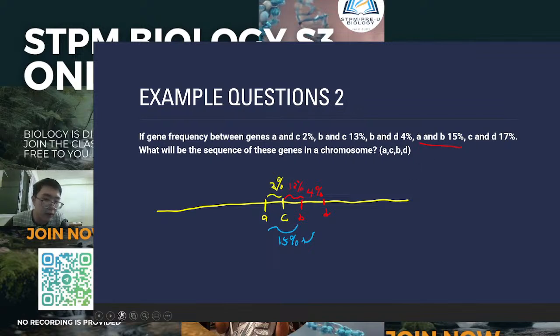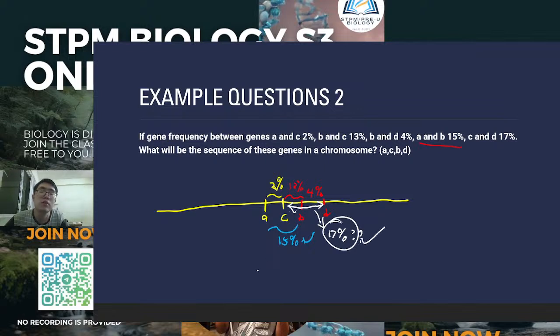Okay, you see first. C and D here, C and D is 17%. So correct or not? Okay, we check. So C and B is 13%. B and D is 4%. So we tambah, add 13% plus 4%, yeah, 17%. So you get the correct answer.